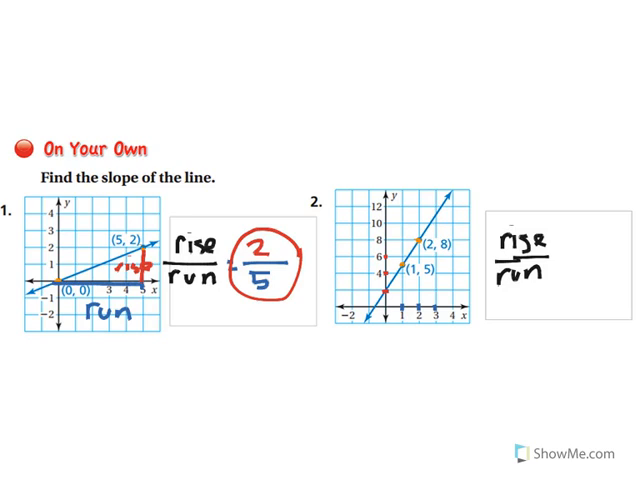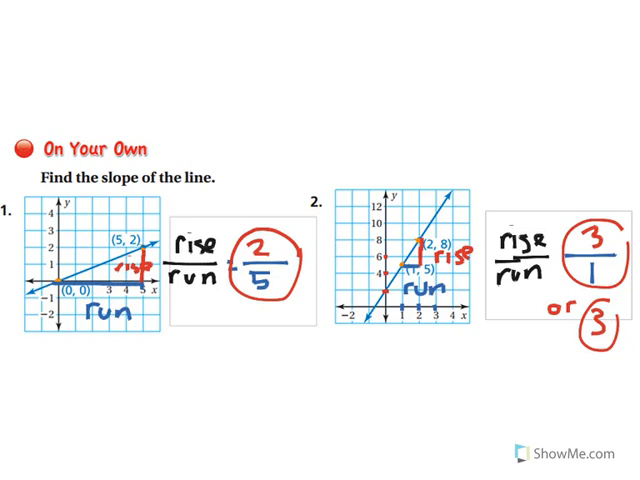So when we're doing our run, we're going over 1 square. That means it went from 1 to 2, so our run is 1. Our rise went up 1.5 squares. Well, 1 square gets us 2, a half must get us 1, so together it gives us 3. So our rise went up 3. Our slope in this case is 3 over 1 or 3. Either one's fine.